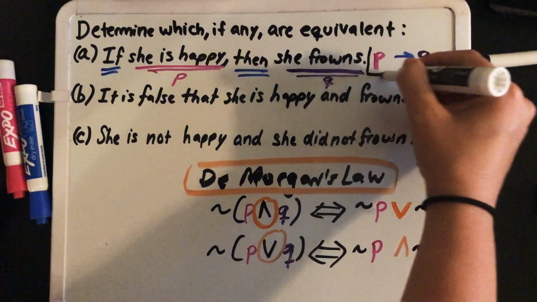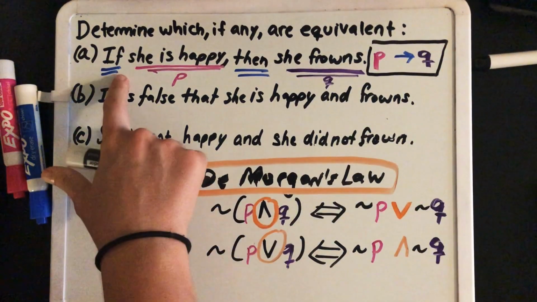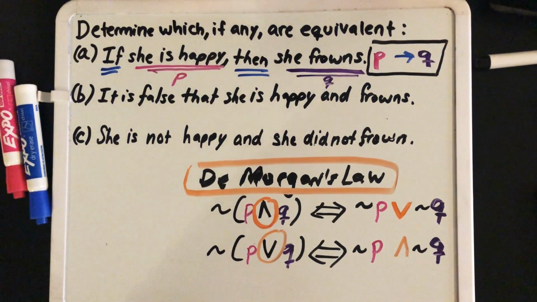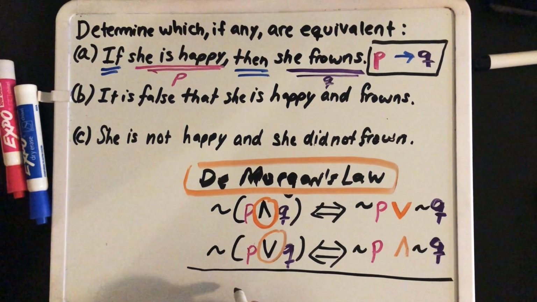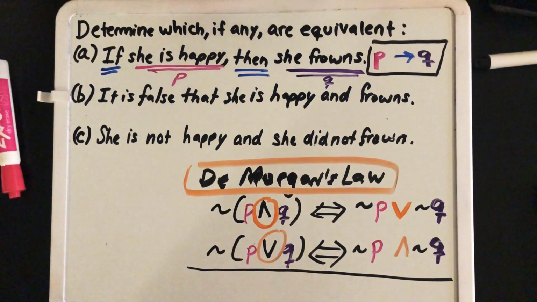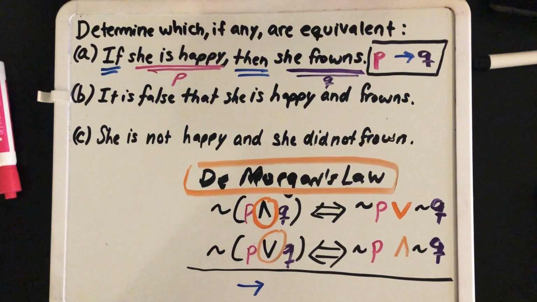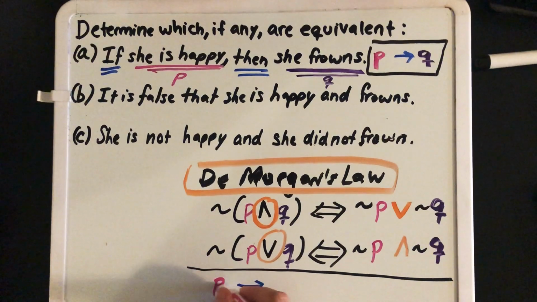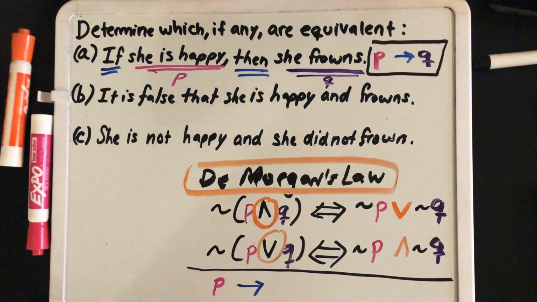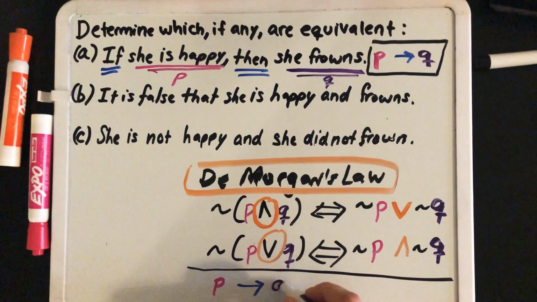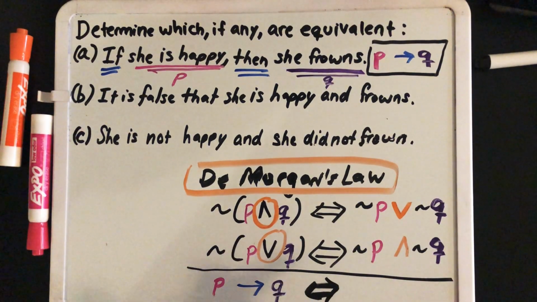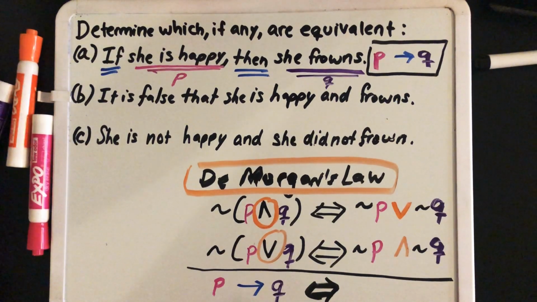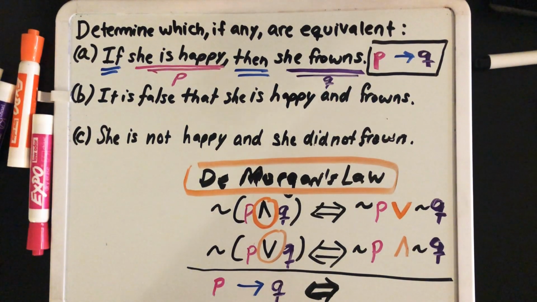Notice that's what we have here for statement A. We have an if-then. If she is happy, then she frowns. We also learned that an if-then statement, another common equivalence, was if I had an if-then statement, so something implies something else, and if the first antecedent, the condition, was P, and if the consequent, or the expectation, was Q, that was equivalent to what? Do you remember? That was equivalent, technically by De Morgan's law, of negating a conditional statement. And what it ended up being was negation of P.